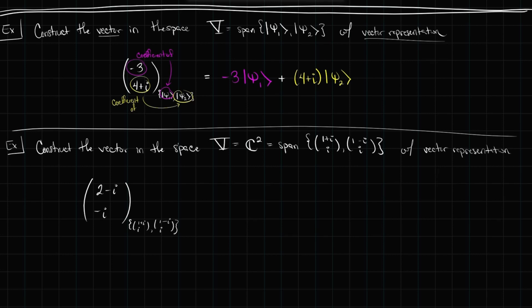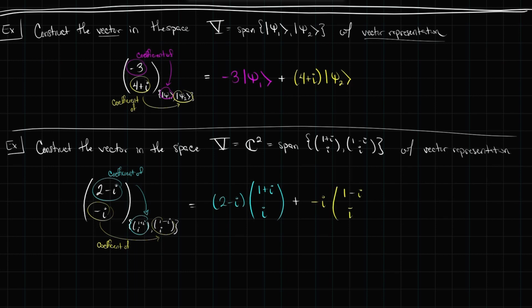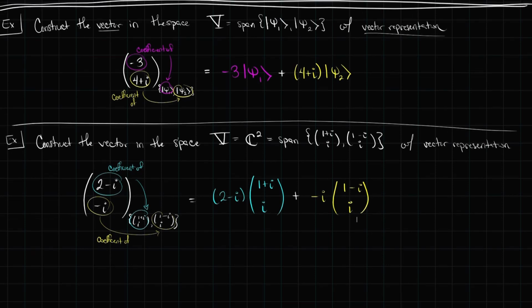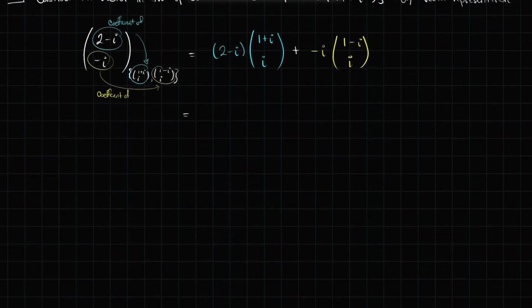Just as before, we look at this and consider it as the coefficient of this vector, and look here and say it's the coefficient of the other vector. So if we write that out, 2 minus i is the coefficient of the vector 1 plus i, and negative i is the coefficient of the vector 1 minus i. Now you can see why it was very useful for us to get used to the complex algebra, because I'm going to be distributing these coefficients to each entry, and I'll have to FOIL in that first case.